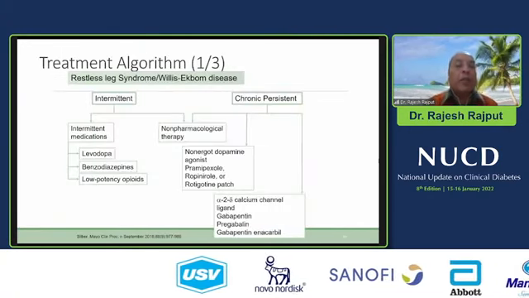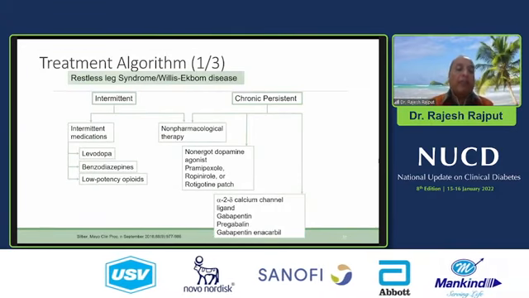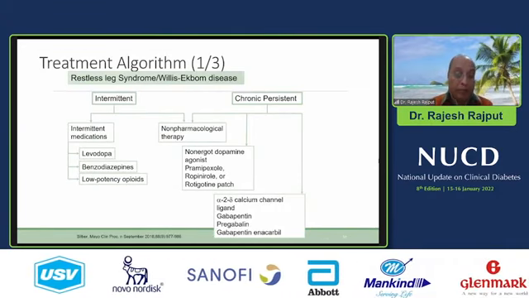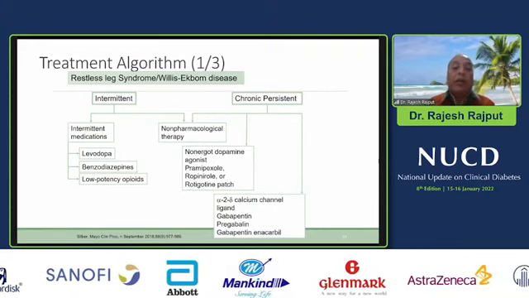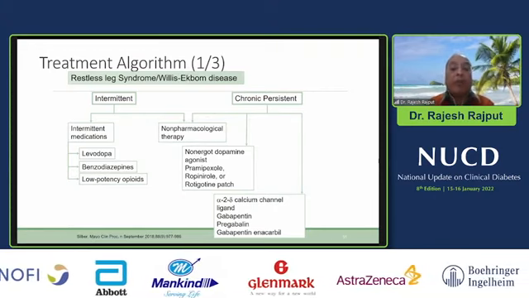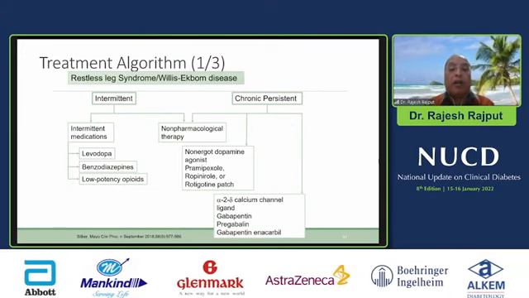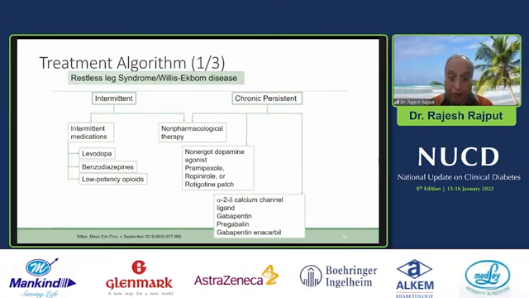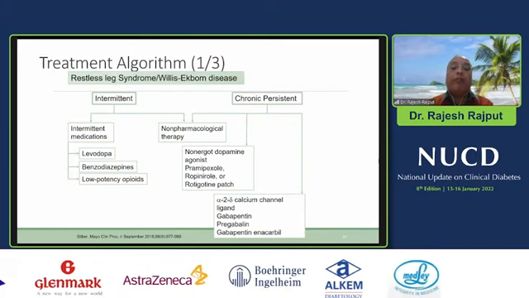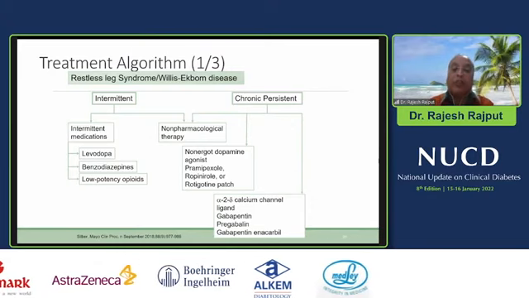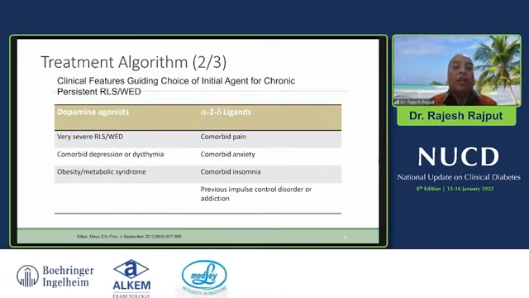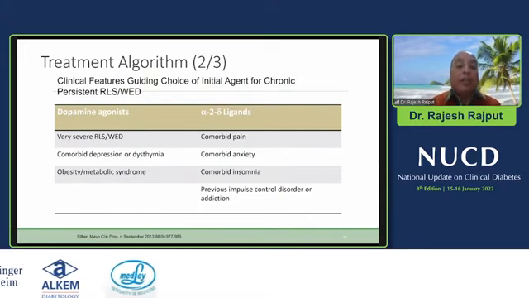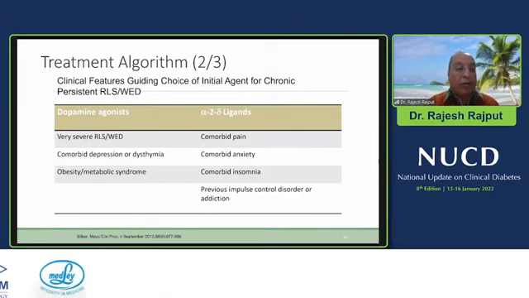How to treat? If it is intermittent, then we give medications like levodopa, benzodiazepines. If it is chronic and persistent, then non-ergot dopamine agonists like pramipexole, ropinirole are the drugs of choice. And if the patient is not relieved, we can take help of alpha-2 delta calcium channel ligands, which are gabapentin, pregabalin. So these clinical features will help us in choosing the therapy in patients with restless leg syndrome.